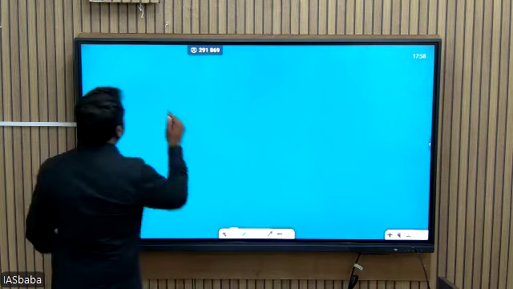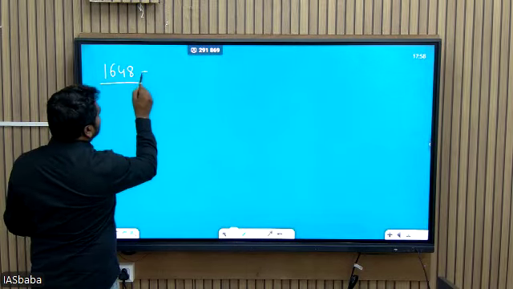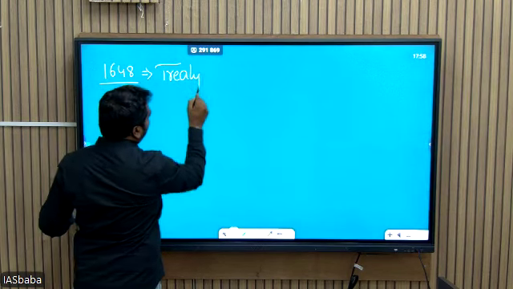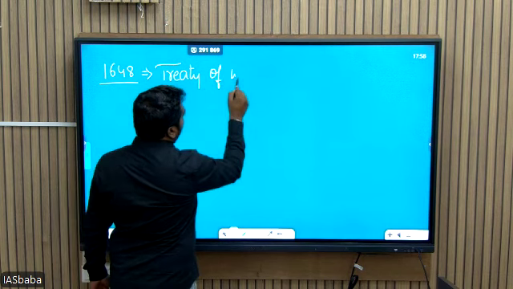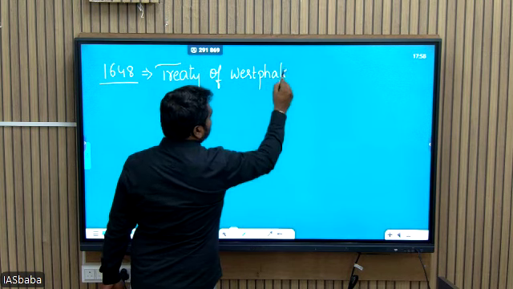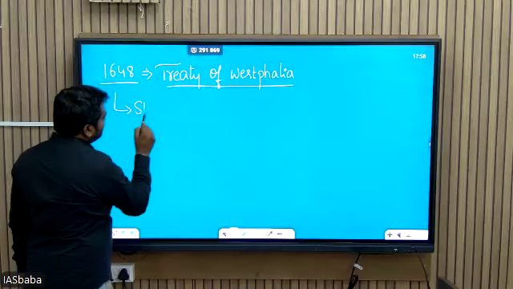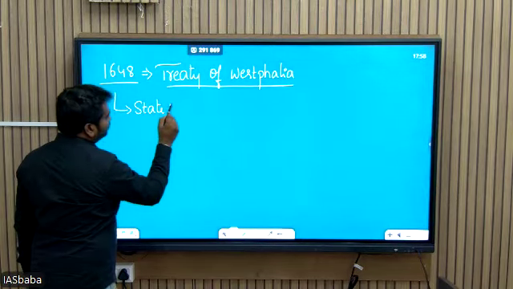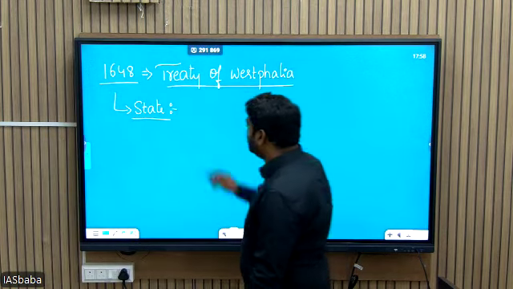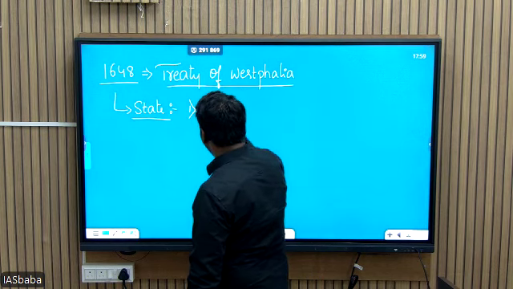Now, when it comes to 1648, in the year 1648, they introduced a concept called the Treaty of Westphalia. And in this Treaty of Westphalia, the modern concept of state came into picture. In this modern concept of state, what is important? First most important thing is you should have a territory.